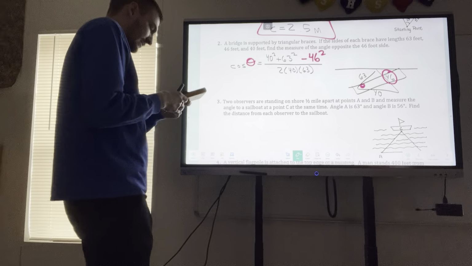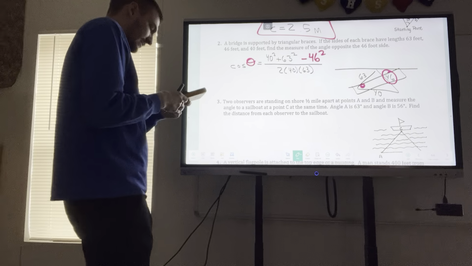A vertical flagpole is attached to the top edge of a building. A man stands 400 feet from the base of the building. From his viewpoint, the angle of elevation to the bottom of the flagpole is 60, to the top is 62.5. Find the height of the flagpole.